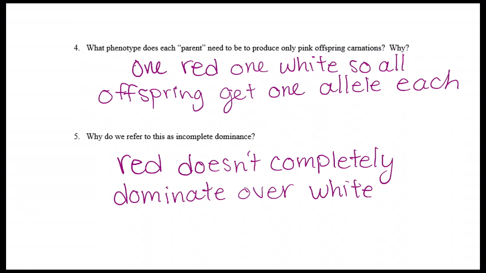If it was codominance, we would see spots, i.e. both colors would be visible. Again, no pink. So in order for it to mix to produce that pink, it needs to be incomplete dominance.